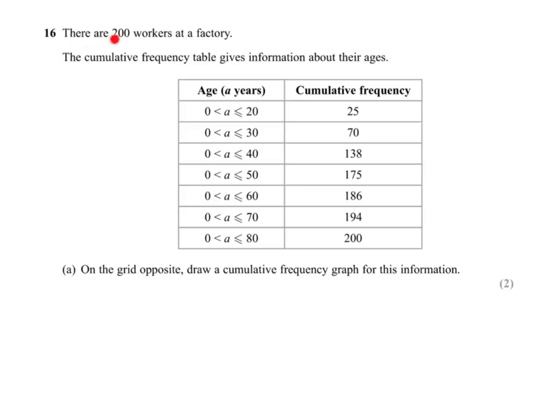Question 16. There are 200 workers at a factory. The cumulative frequency table gives information about their ages. On the grid opposite, draw a cumulative frequency graph for this information.